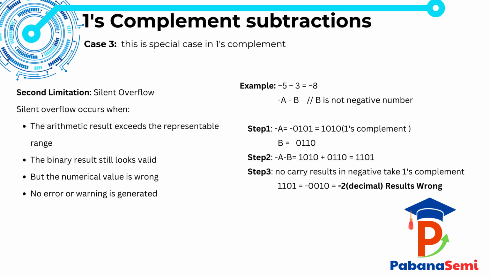Let's take an example of silent overflow in ones complement. We subtract 3 from negative 5, which should give negative 8. But negative 8 cannot be represented in 4-bit ones complement. The addition produces a binary value that looks valid, but it actually represents negative 2, not negative 8. Since no error is raised, the overflow happens silently. This is why ones complement arithmetic is unreliable for negative subtraction.